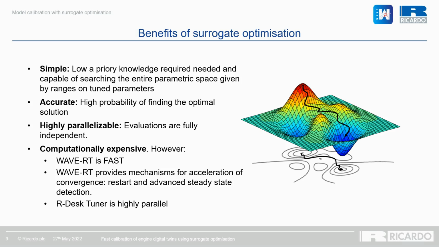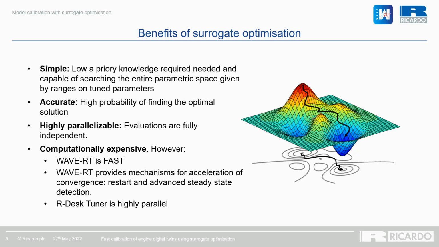Instead, it includes an excitation mechanism that makes it keep exploring the parametric space. Hence, there is a high probability of finding the optimal solution. It can be used to simultaneously tune all engine calibration parameters, which also accounts for possible correlations between these. But above all, it's highly parallelizable and evaluations are fully independent.